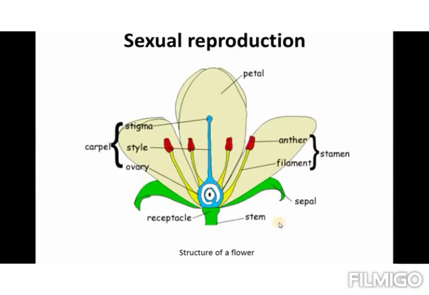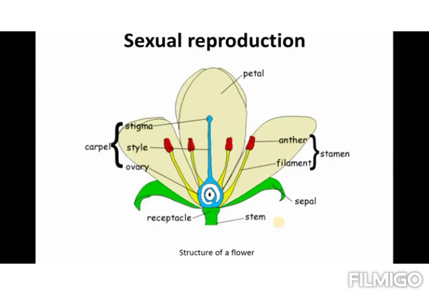Before studying sexual reproduction in plants, we will study the structure of a flower, because it is the flower only which is taking part in sexual reproduction.